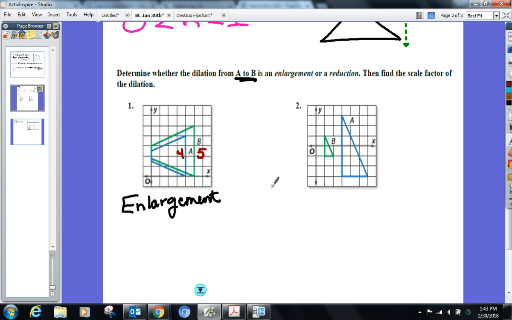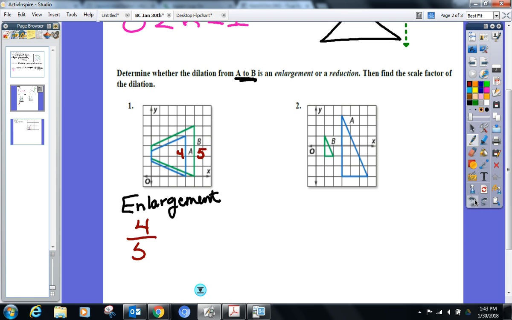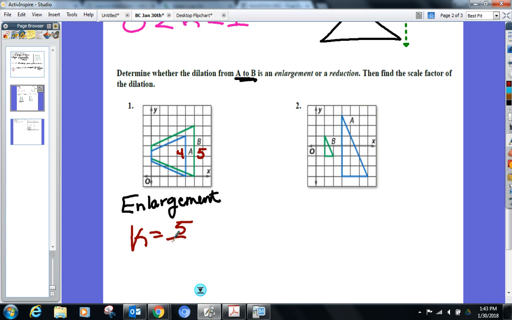So what do you got to know about my scale factor? It's got to be bigger than 1. So if I write this as a scale factor, why isn't that correct? That's not bigger than 1. 4 over 5 is not bigger than 1. That would be a reduction right here. Right? So that's why I have to write my scale factor as 5/4 or 5 to 4. Does everyone see why? I'm enlarging it. Scale factor's got to be bigger than 1.